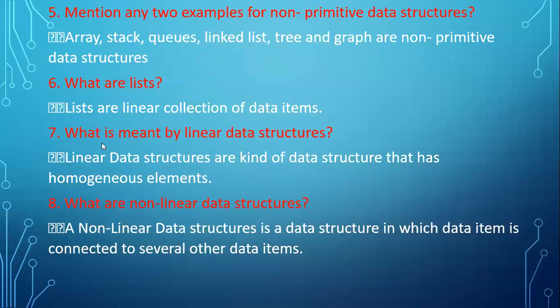Next, question number 7. What is meant by linear data structure? The answer is: linear data structures are kind of data structures that have homogeneous elements. Linear data structures are the type of data structures that have a homogeneous type of elements.